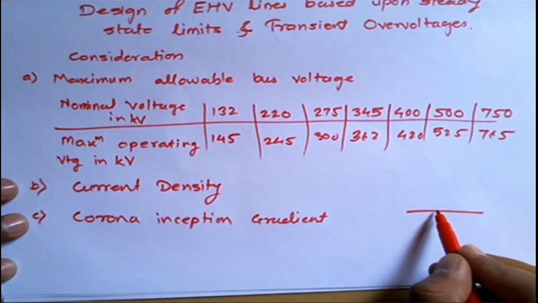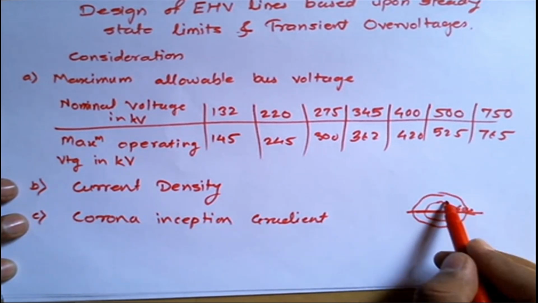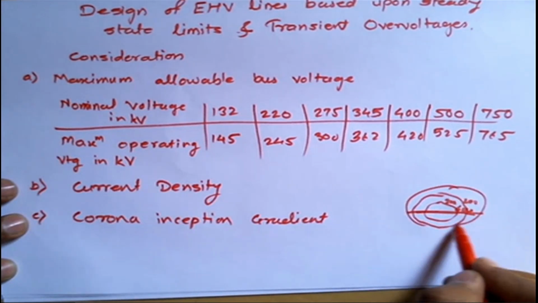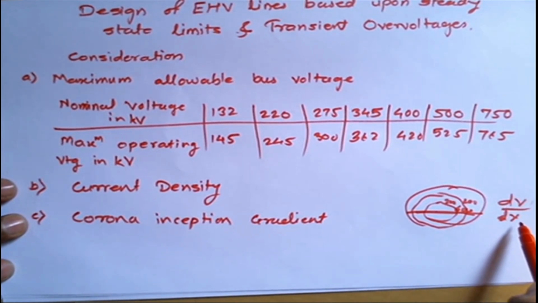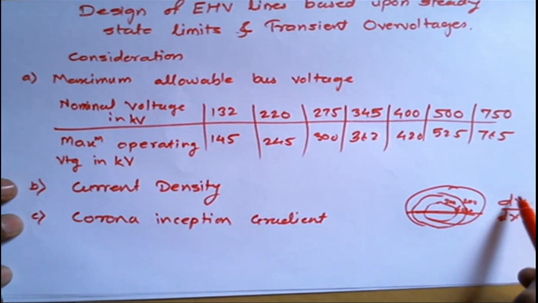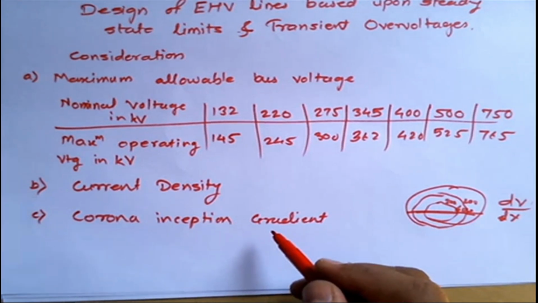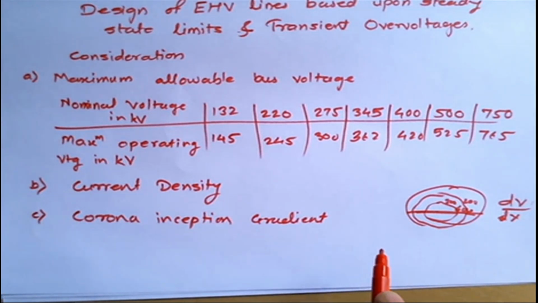You know that if this is a conductor, the voltage at this conductor is 400 kV. Whenever we are moving away from the conductor, this voltage is going to decrease. Let us say 300, 200. So gradient is nothing but dV by dx, right? So voltage changes with respect to the distance. Because of this corona inception gradient, corona loss is measured, and to reduce corona loss, these factors are important for fixing the conductor diameter and number of conductors in the bundle. You know that by increasing the conductor diameter, corona decreases, as well as by increasing the number of conductors in the bundle, we can decrease the corona inception gradient.